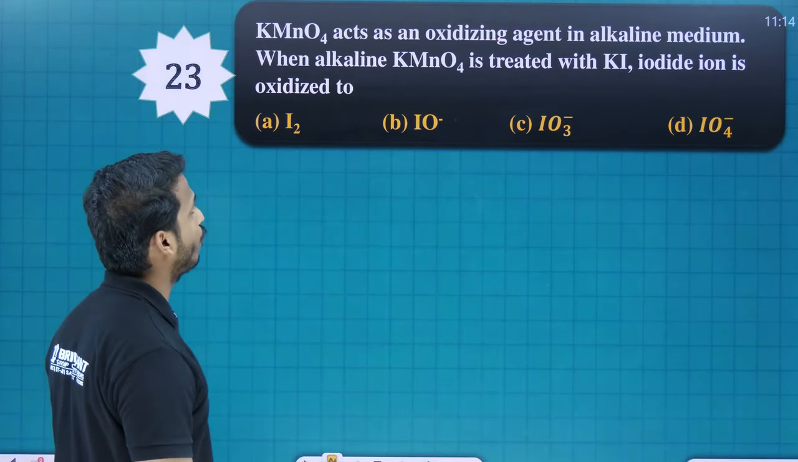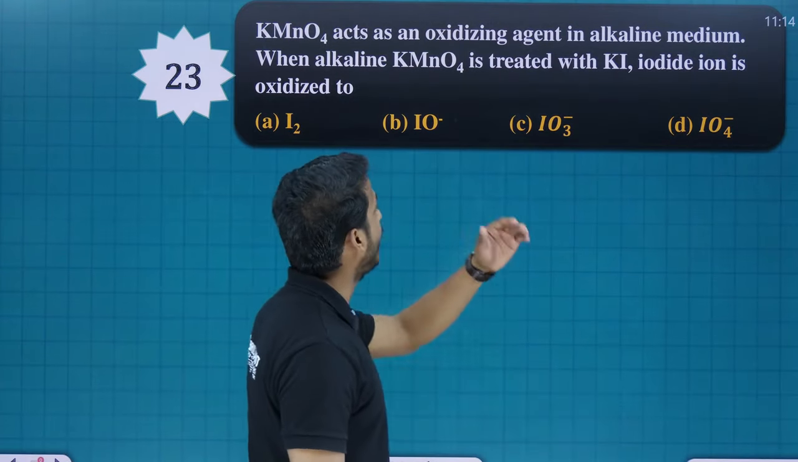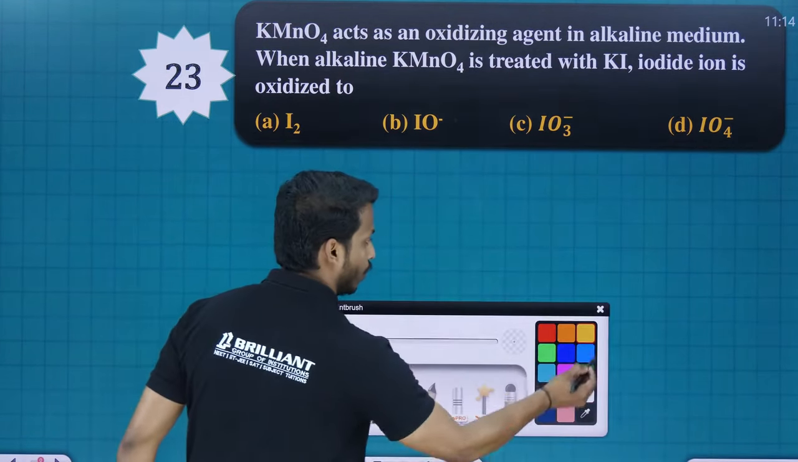Next one, KMnO4 acts as an oxidizing agent in alkaline medium, and even in acidic and neutral, every medium. When alkaline KMnO4 is treated with KI, the iodide ion is oxidized too. Please note it, all of you.